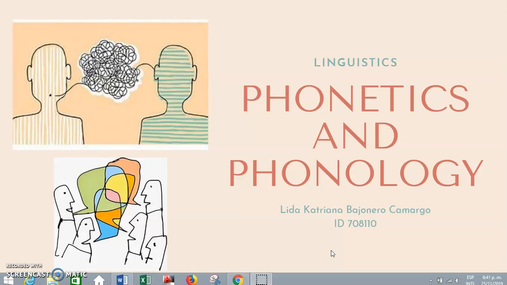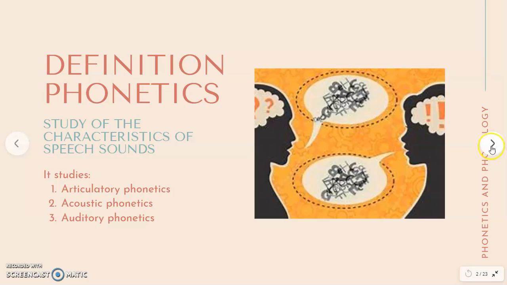So today I'm going to talk about two units from a book called The Study of Language: phonetics and phonology. First, I'm going to give you the definition of phonetics: a study of the characteristics of speech sounds. Also, it studies articulatory phonetics, acoustic phonetics, and auditory phonetics. We are going to emphasize articulatory phonetics.